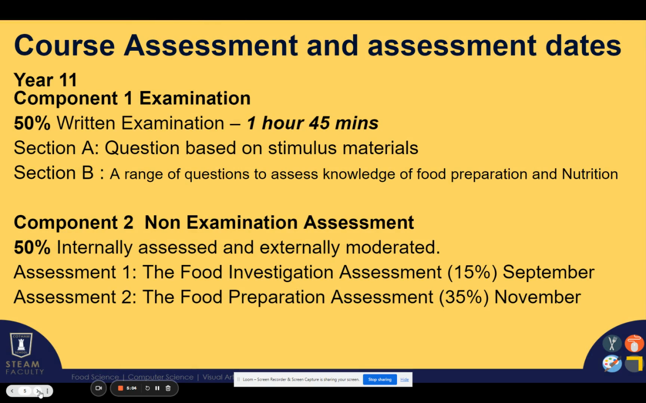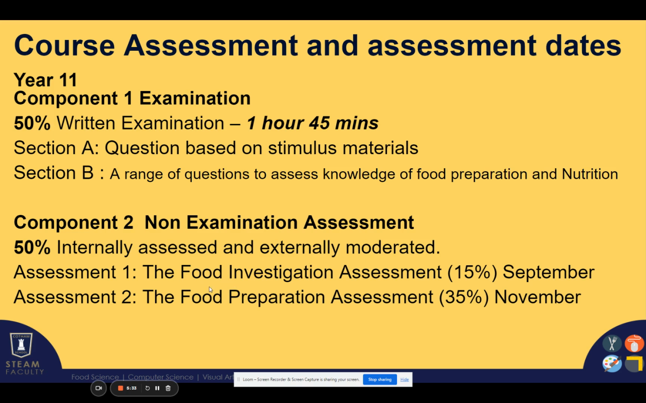In Year 11 is when we really build up to the final assessment that determines the student's final grade. We have a 50% written examination, which is 1 hour 45 minutes. Section A is based on stimulus material and section B is based on a range of questions to assess knowledge of food preparation and nutrition. This is combined with component 2, the non-examined assessment. This is 50% of the final grade. It is internally assessed but sent to the exam board to be moderated.